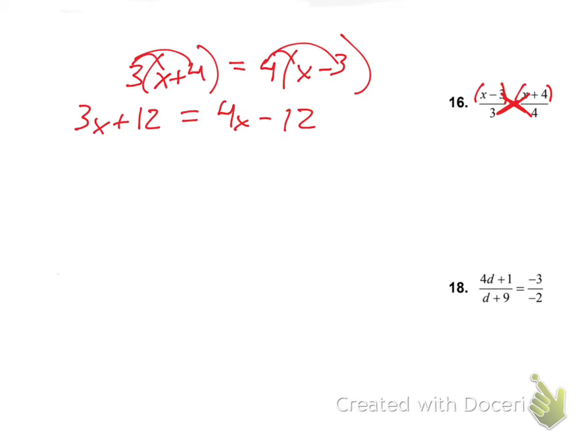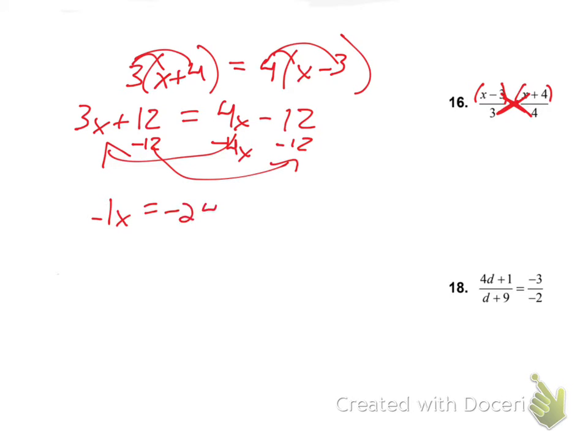So I want to get my x's to one side, so I'm going to minus 4x, and then I want to get my numbers on the other side, so I'm going to minus 12 on each side. Let's bring this over, and what that's going to give me is negative 1x is equal to negative 24, so then I divide by negative 1, and so x is going to be equal to 24.